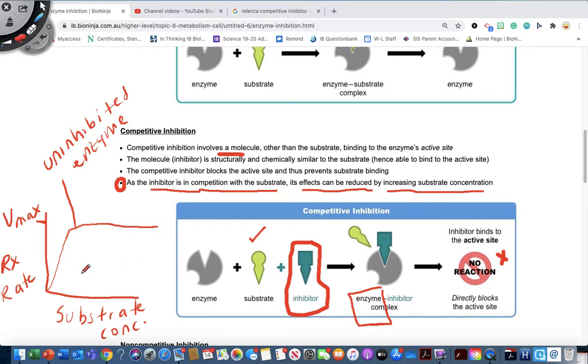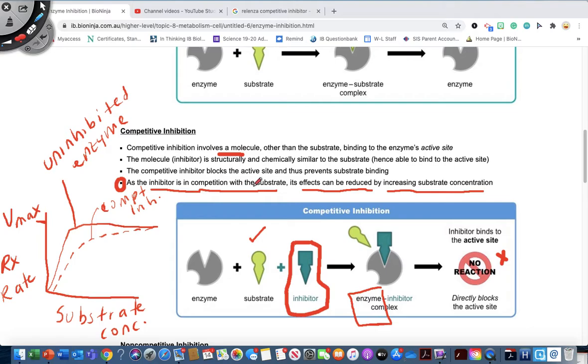Okay? Now what happens when you add a competitive inhibitor? So I'm going to use a little dashed line to show you what happens. So when you add a competitive inhibitor, look at what's happening here. And I'm going to label that here, competitive inhibitor. So if you add the competitive inhibitor, if you increase the amount of substrate, what is going to happen? So this is what I was saying just now.